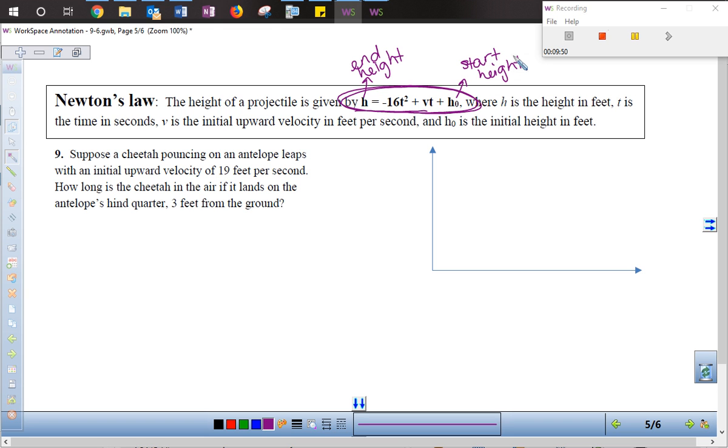So on number 9 it says, suppose a cheetah pouncing on an antelope leaps with an initial upward velocity of 19 feet per second.